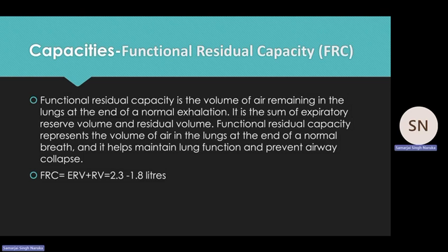Then we come on to FRC, which is the functional residual capacity. Functional residual capacity is the volume of air remaining in the lungs at the end of a normal exhalation. It's the sum of ERV and RV. Functional residual capacity represents the volume of air in the lungs at the end of a normal breath, and it helps maintain lung function and prevent airway collapse. Again, it being a range, it varies from 2.3 to 1.8 liters.